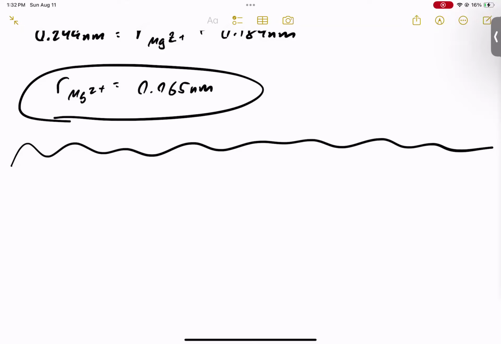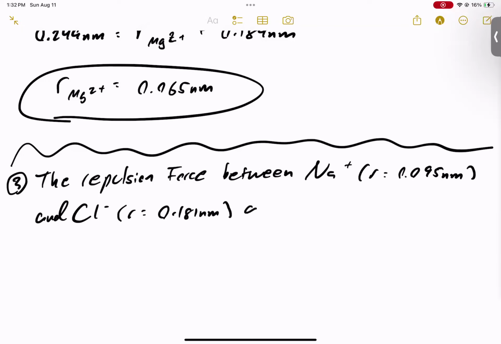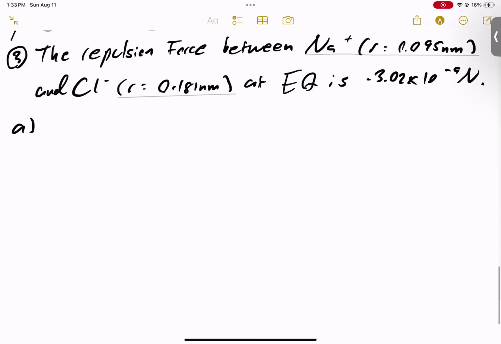So the question reads, the repulsion force between Na plus, which has an atomic radius of 0.095 nanometers, and chlorine ions, which have an atomic radius of 0.181 nanometers, at equilibrium, which I'll shorthand as EQ, is negative 3.02 times 10 to the negative 9th newtons. All right, so we're given that.